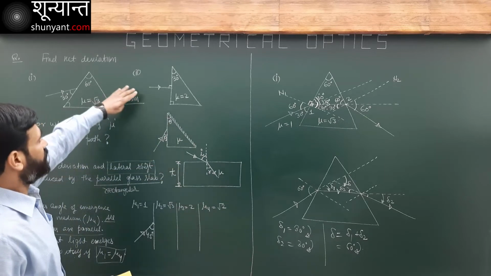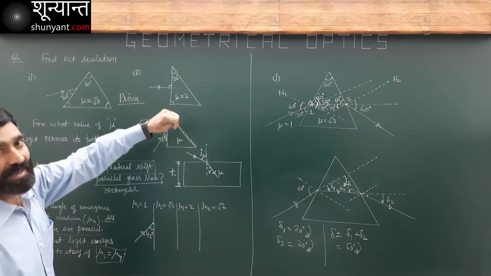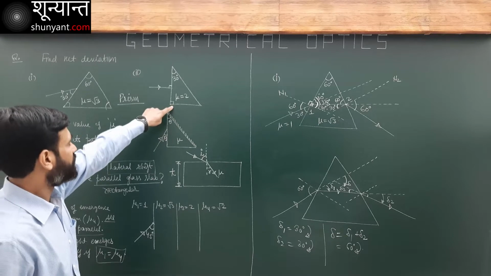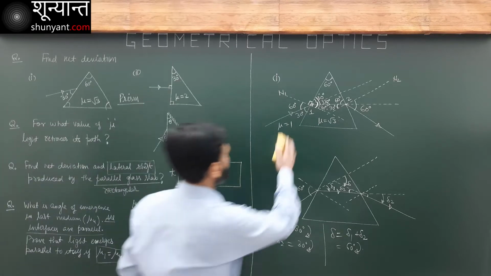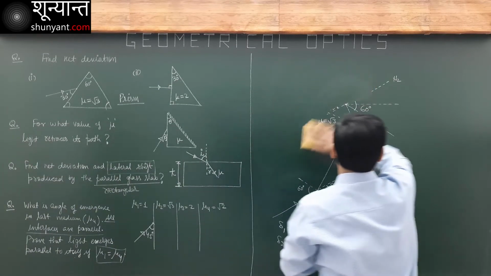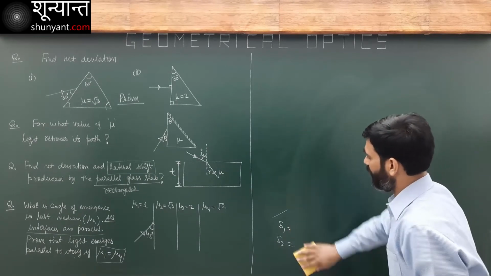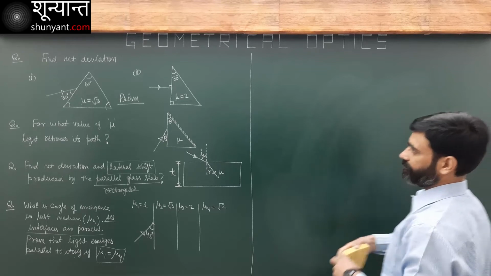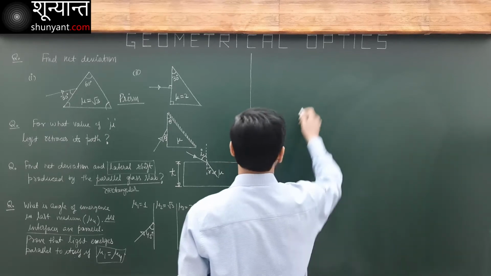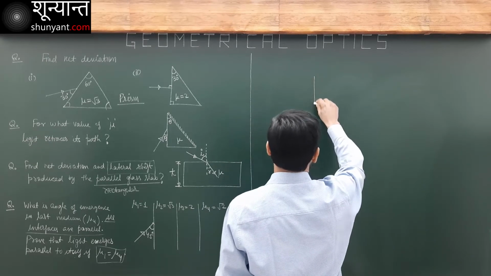Now the next one. Here also I have a prism, but a different type of prism. This angle is 90 degrees. This angle is 30. Let's see what we get. The light is incident normally. It is normal incidence.